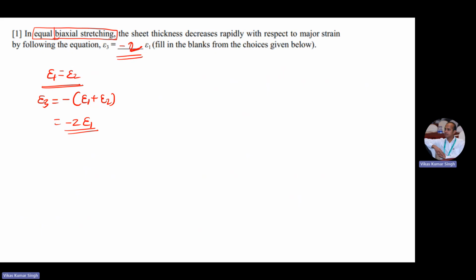So this is a very simple question actually. Suppose they are telling there is no epsilon 3, then what will happen? This will be 0. That question will come next, and I will explain that question also. Here, in equal biaxial stretching, they are asking for the effective strain. What will be the effective strain?